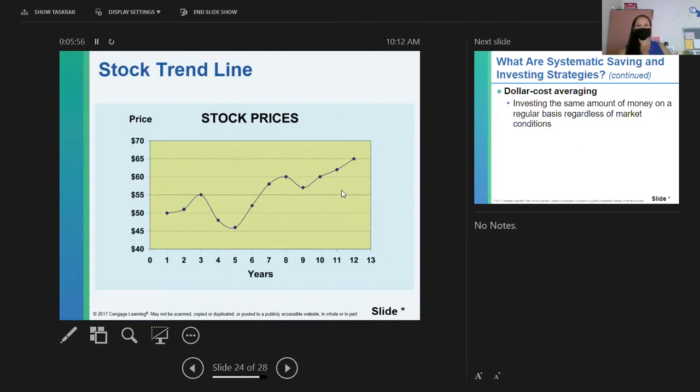So just because you aren't doing well at one snapshot doesn't mean the stock isn't going to do well.